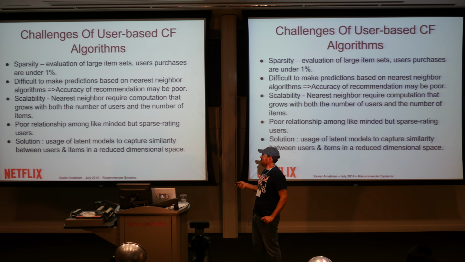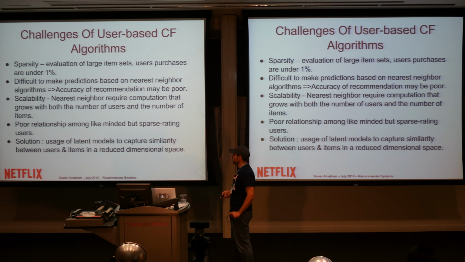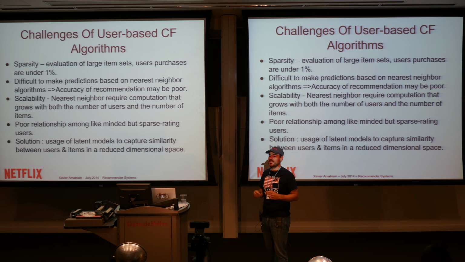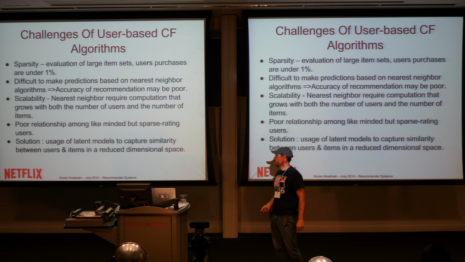Scalability is another one we talked about. Nearest neighbors requires computation that grows with the number of users and the number of items. And there can be a poor relationship among like-minded but sparse rating users. If I only have one rating in common, it turns out that I get a similarity of 1 just because I happen to have rated that one single movie above average or below average.